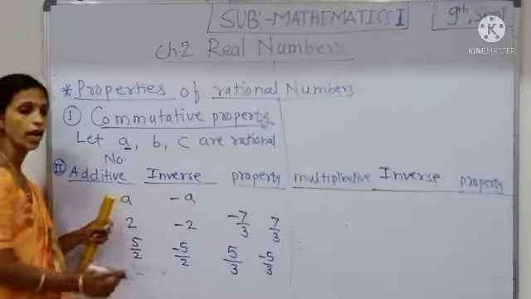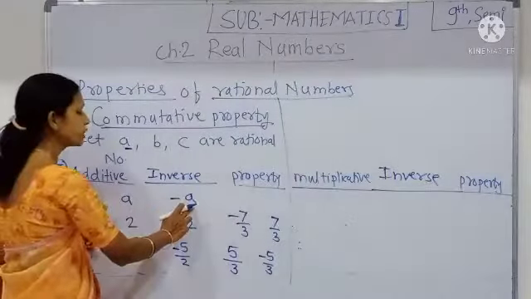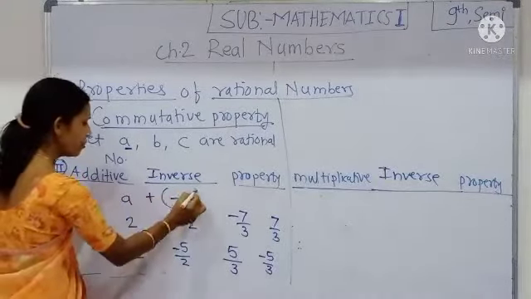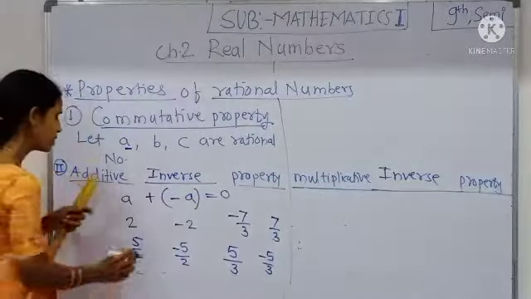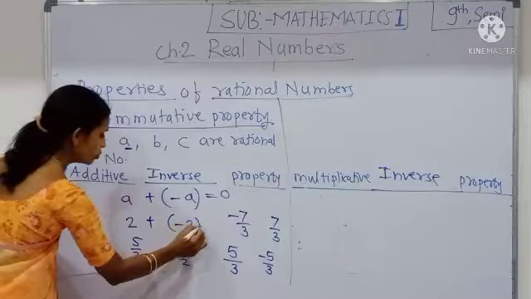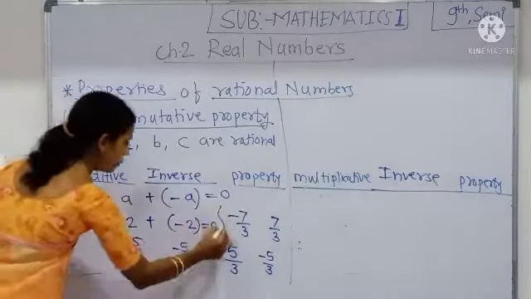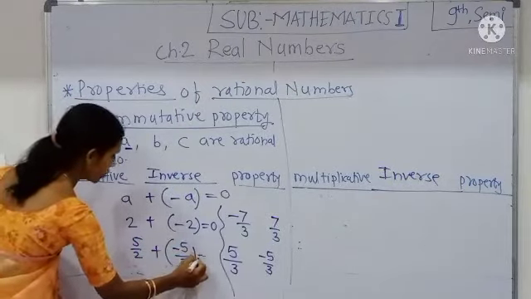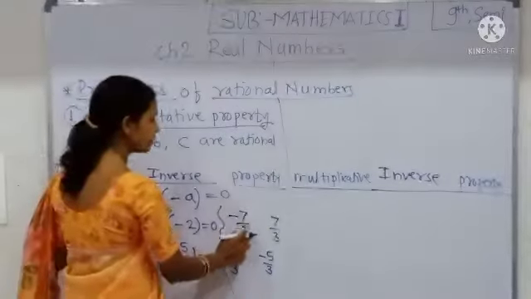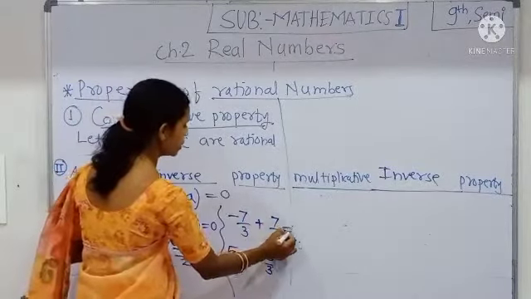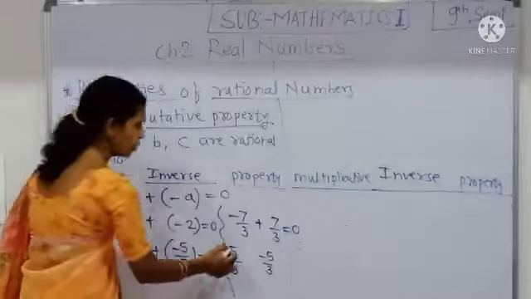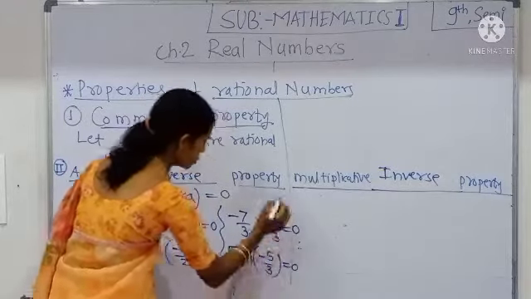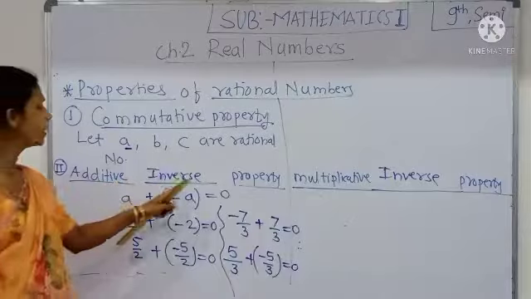The addition of two additive inverses is always 0. That means here A plus minus A is 0. That means 2 plus minus 2 is 0. Similarly, 5 upon 2 plus minus 5 upon 2 is 0. Here also minus 7 upon 3 plus 7 upon 3 is 0, as well as 5 upon 3 plus minus 5 upon 3 is equals to 0. That is the additive inverse property.